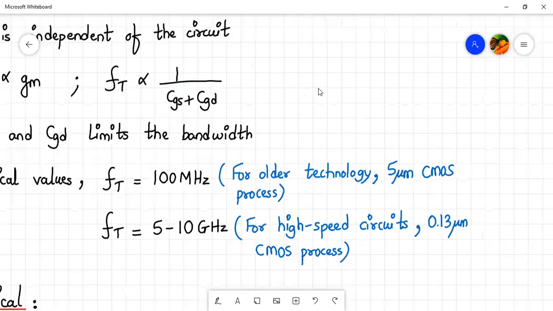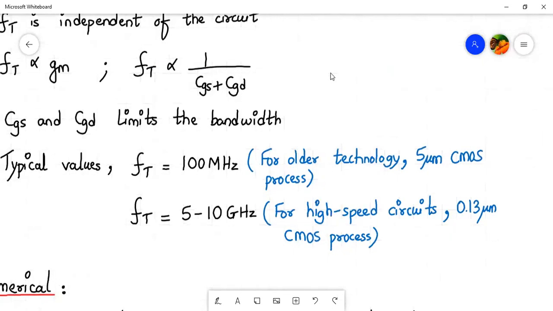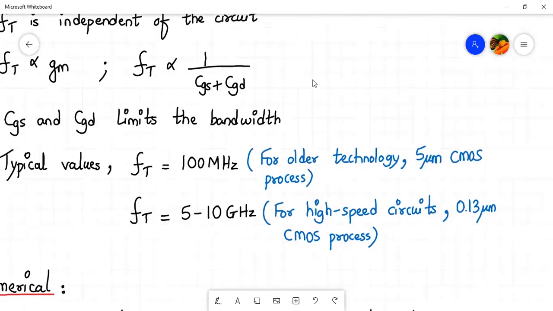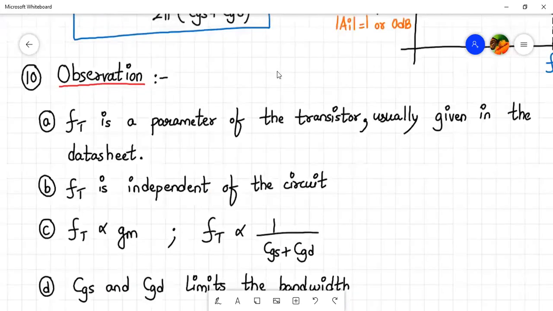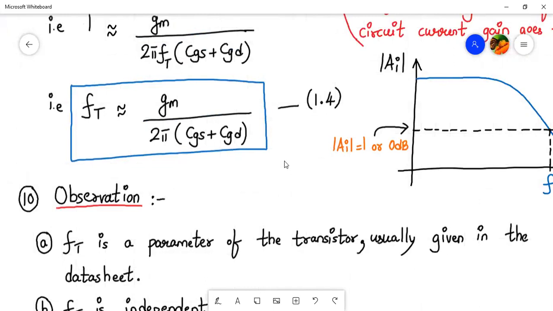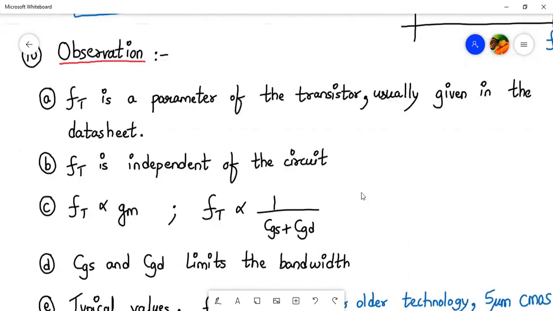Typically the fT values are 100 megahertz for older technologies, which use the 5 micrometer CMOS process. And nowadays for high speed circuits, for the 130 nanometer CMOS process, the fT value has increased to 5 to 10 gigahertz. So with this, we complete the derivation of the unity gain frequency or unity gain bandwidth for a MOSFET. fT is given by gm divided by 2π into Cgs plus Cgd. Just remember this formula.